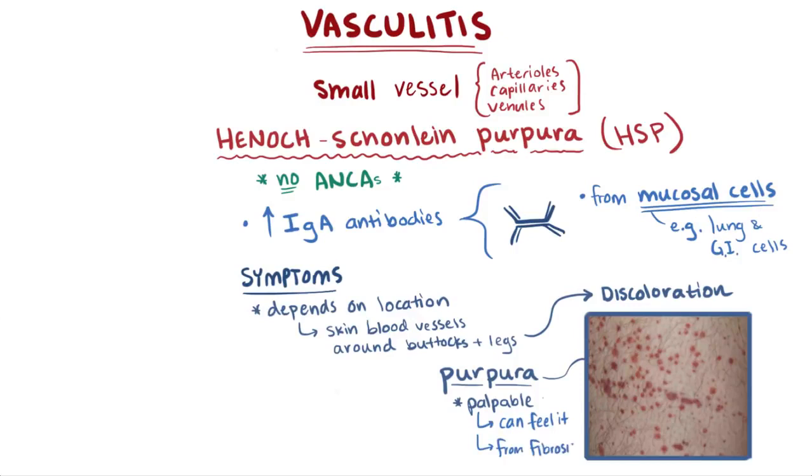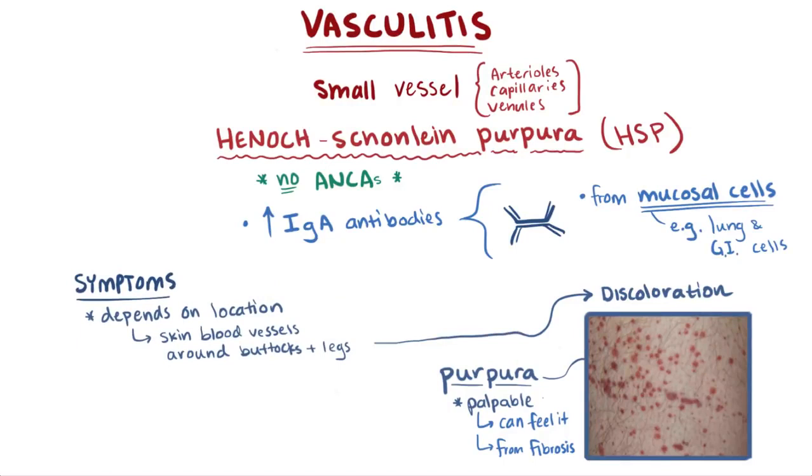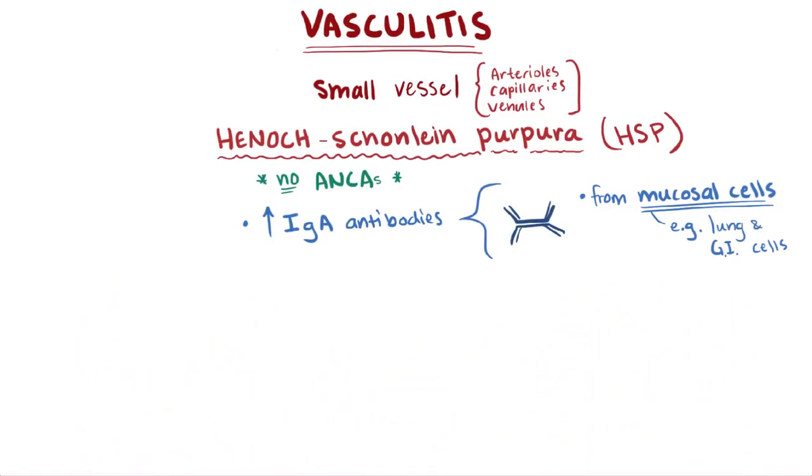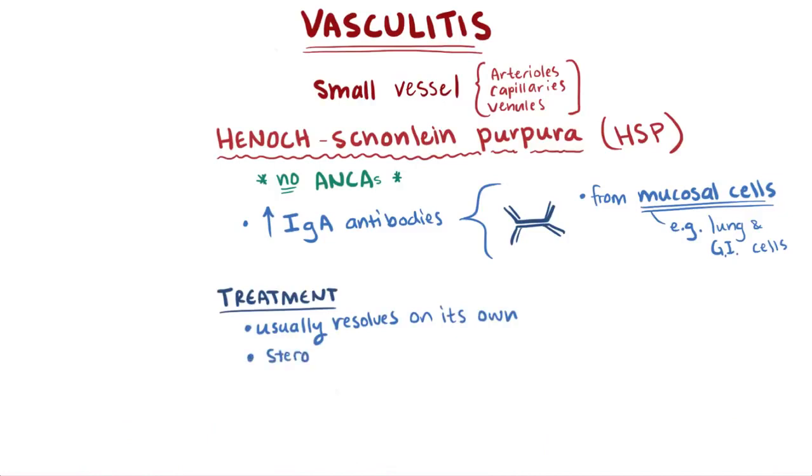Remember, the fibrosis of the blood vessel walls hardens and makes it palpable. So just like in polyarteritis nodosa, if the IgA attacks the blood vessels in the gastrointestinal tract, it can cause abdominal pain, and if it attacks the blood vessels in the kidneys, it can lead to hematuria, blood in the urine, and eventually affect the kidney's function, which is called IgA nephropathy. Just like the other small vessel vasculitis diseases, HSP resolves on its own, but it can reoccur. Generally, it's only treated with steroids if the symptoms are severe.